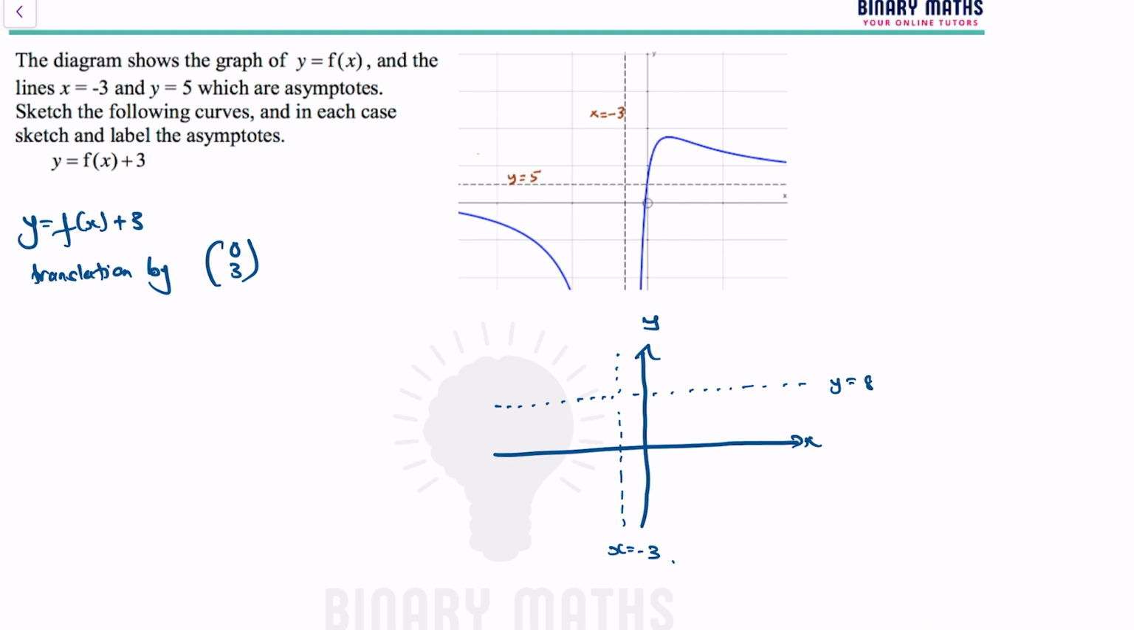Okay, so this part of the graph will still be the same. And because everything has moved up by 3, it might just intersect it. It doesn't matter as long as it doesn't cross the asymptotes. And here, again, everything has moved up by 3. So it still looks similar like this.